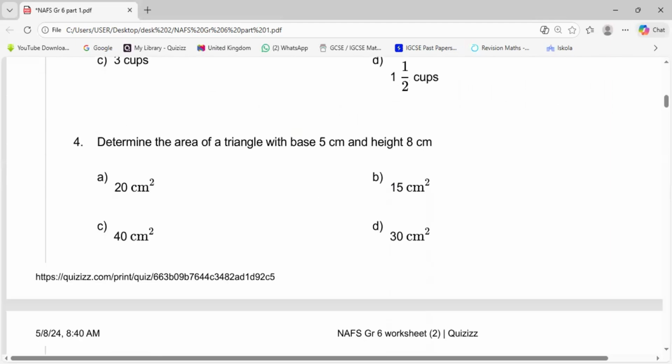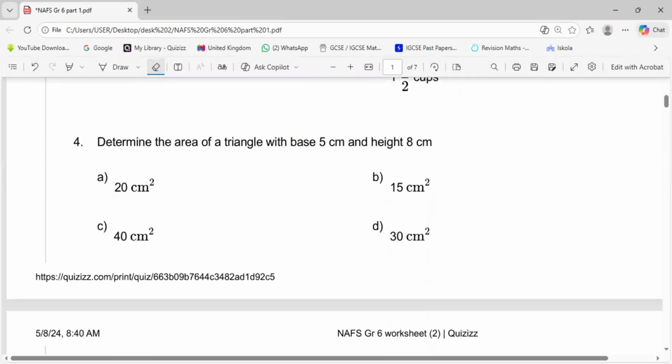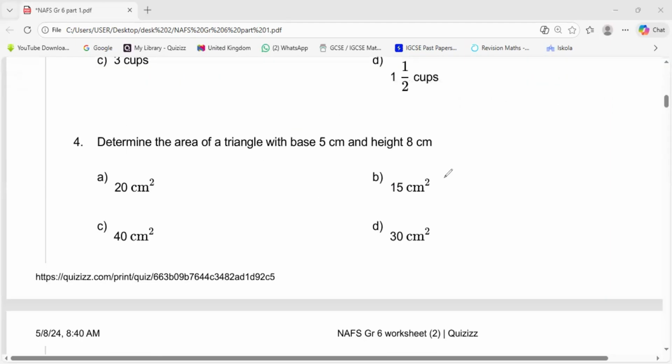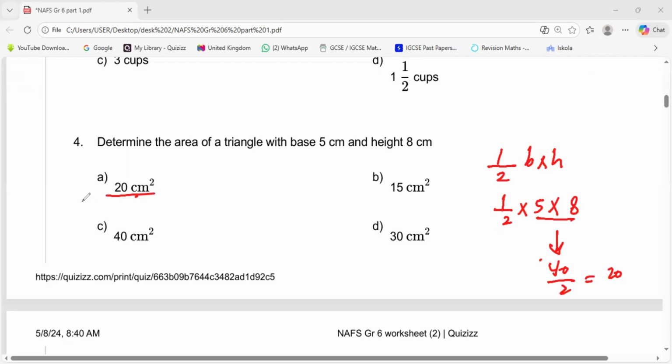The next one, number 4. Determine the area of a triangle. You know the area of a triangle is half base multiplied by height. Here it is direct. We have base 5 and height 8. You can multiply 5 by 8 divided by 2, or do it like this: 40 divided by 2, you get 20 square centimeter also.